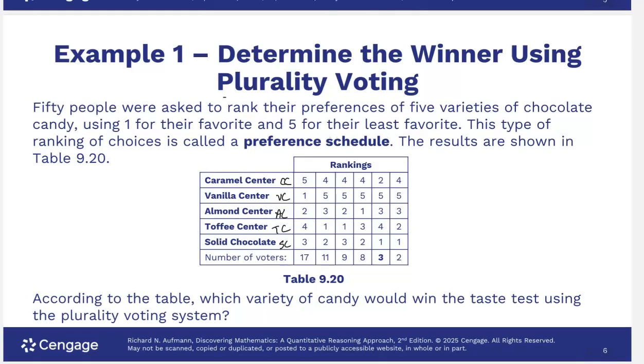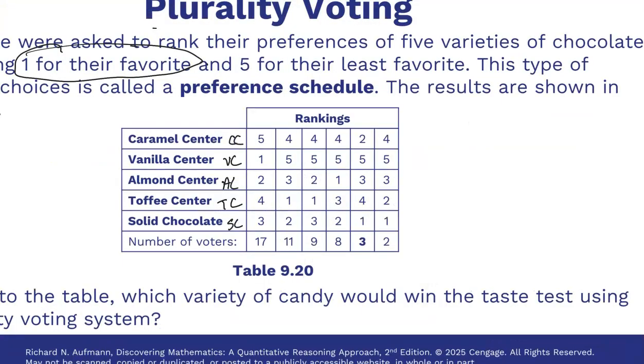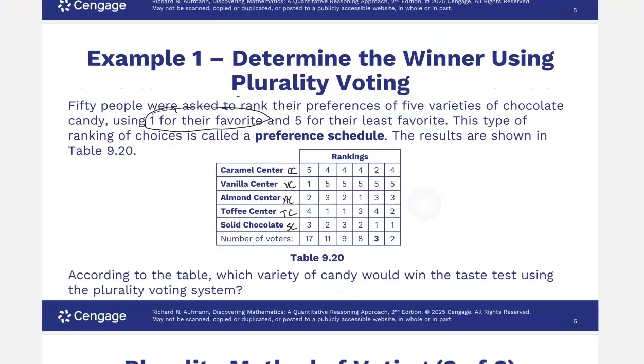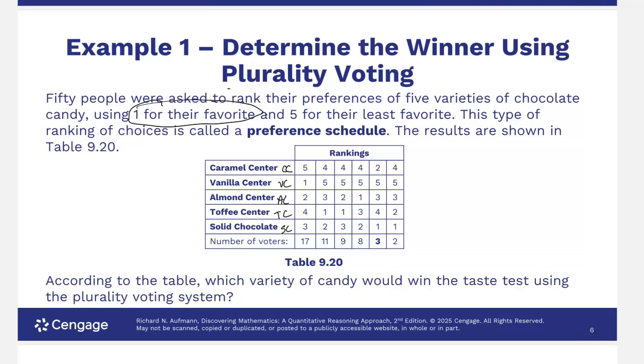So let's look at another example. In this example, we have different chocolate candies that were voted on. Rankings were from 1 to 5. 1 means it's the favorite, and then they kind of went down from there, with 5 being the least favorite. Okay, now we're going to care about the favorites, and I'm going to abbreviate each of these as Caramel Center CC, Vanilla Center VC, and so on. And what we're going to do is we're going to create a table to organize this data a little bit better. Now, notice they've got the number of votes down here, so we're going to have to account for that.